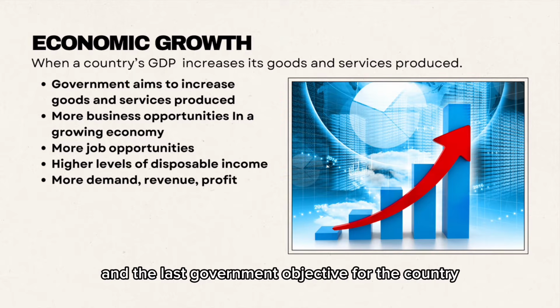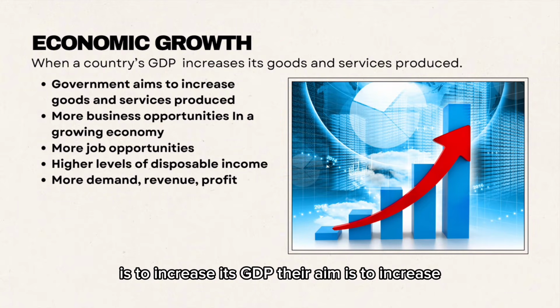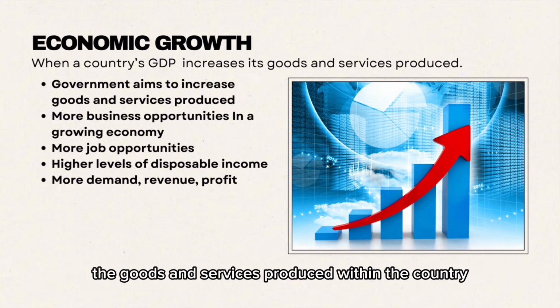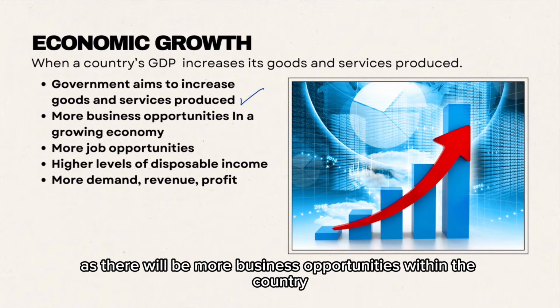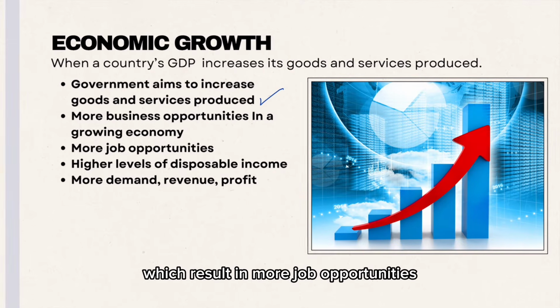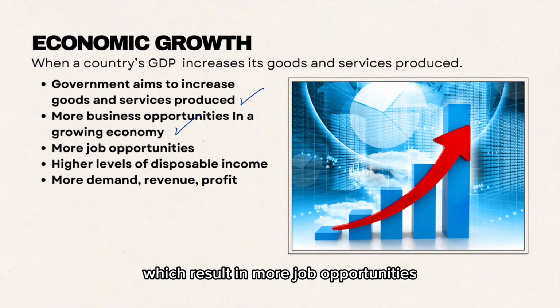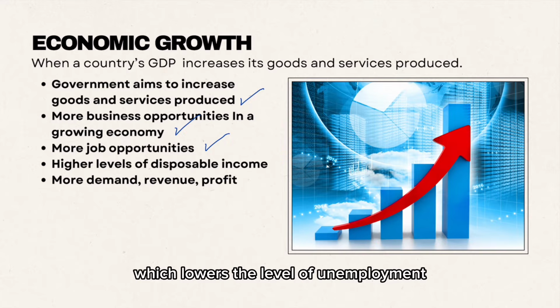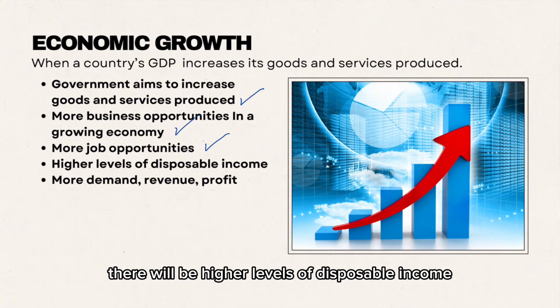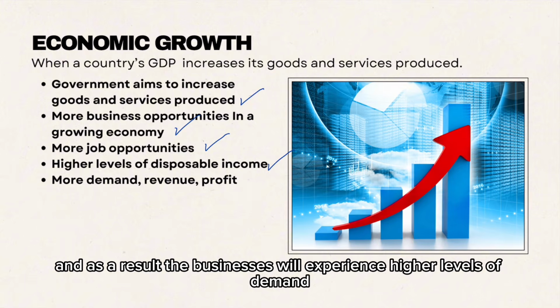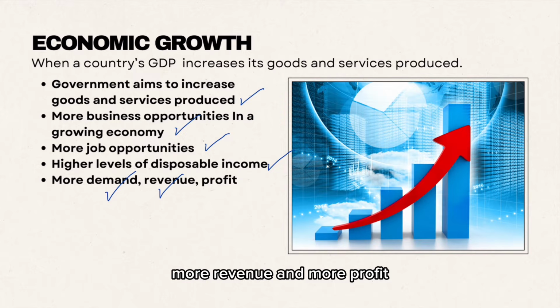And the last government objective for their country is to increase its GDP. Their aim is to increase the goods and services produced within the country, as there will be more business opportunities within the country, which results in more job opportunities, which lowers the level of unemployment. There will be higher levels of disposable income, and as a result, the businesses will experience higher levels of demand, more revenue, and more profit.